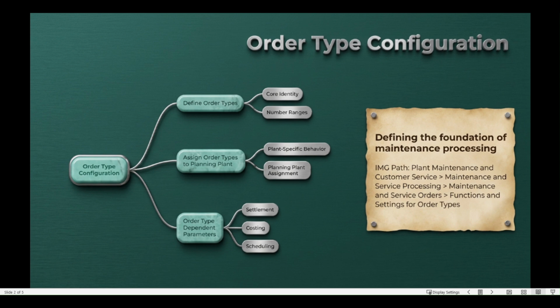I do not want to miss things here, so I just wanted to have a separation of the phase model, because the phase model is something which was introduced later by SAP. So yes, define order types, code identity, and number ranges.